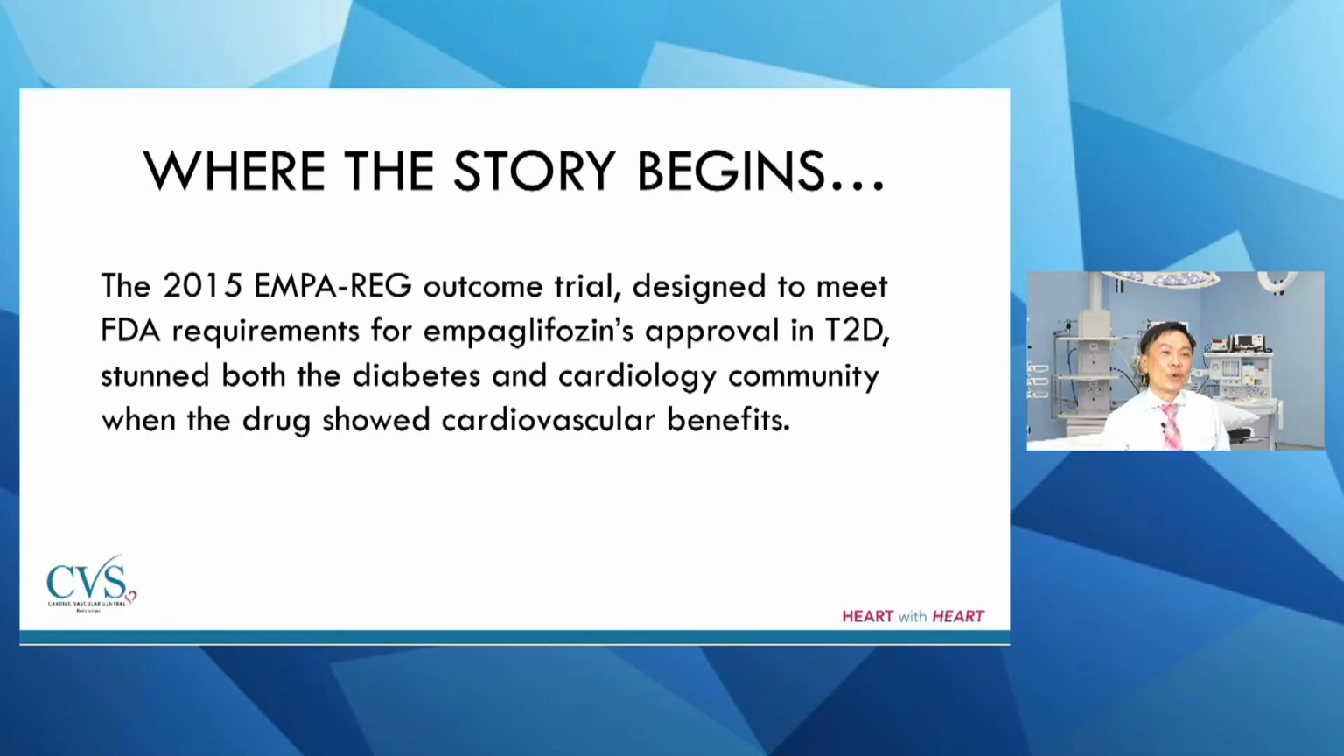It begins in 2015 during the EMPA-REG outcome trial announcement. This trial was designed to meet FDA requirements. It's a requirement now for all diabetes drugs to show that they are not detrimental to the heart. But instead, it stunned both the diabetes and cardiology community because this drug, in this case empagliflozin, showed cardiovascular benefits. Not only was it neutral, it showed benefits.